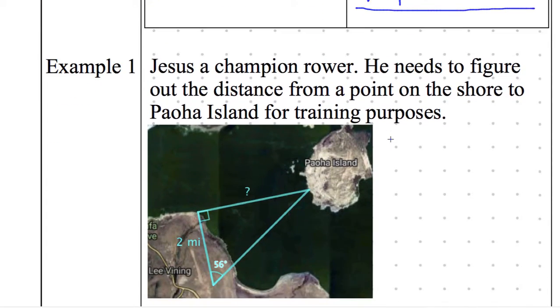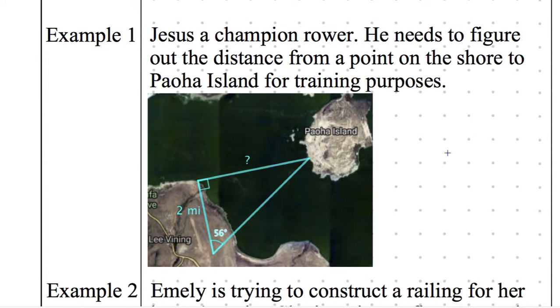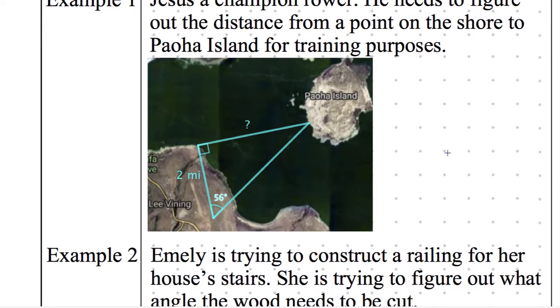All right, Chewy, you want to read your own problem? Sure. What's a rower? Chewy, a champion rower, needs to figure out the distance from a point on the shore to Shoal Island. All right, yeah, and then we have this diagram down here. I just took a screenshot of Google Maps.